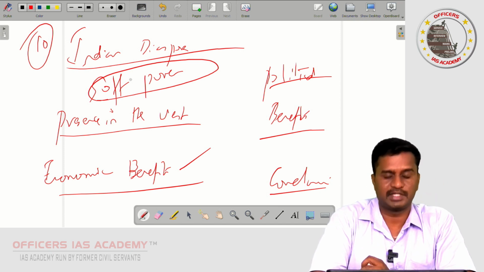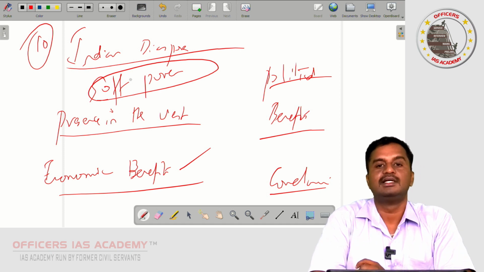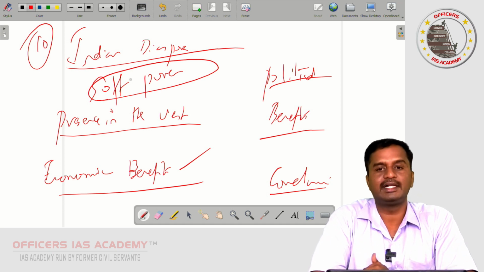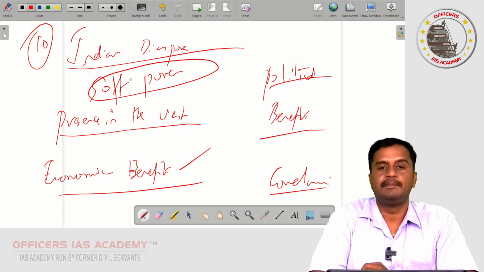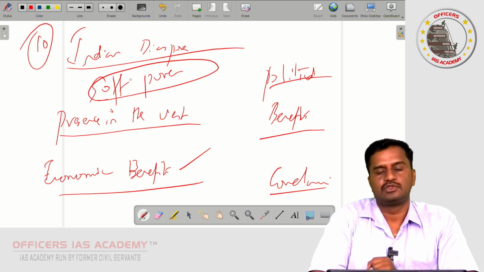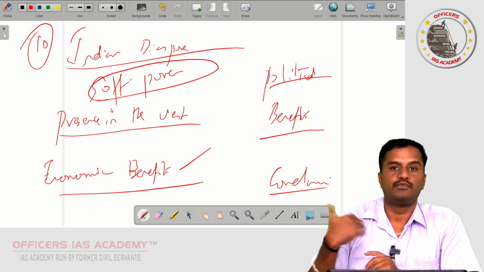Now, diaspora people like Rishi Sunak can help quickly sign such trade deals. Such trade deals will enormously benefit India. It will help increase our trade. So, our export volume will increase in future.